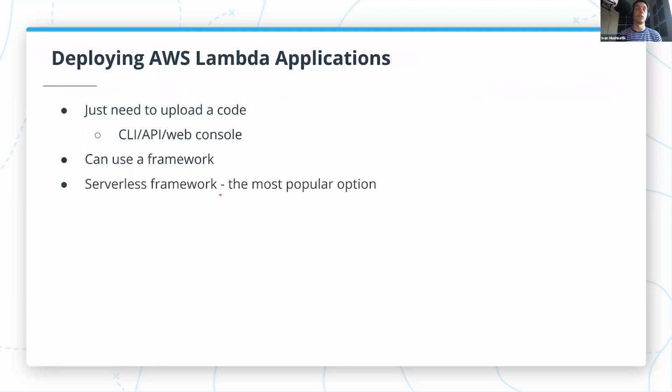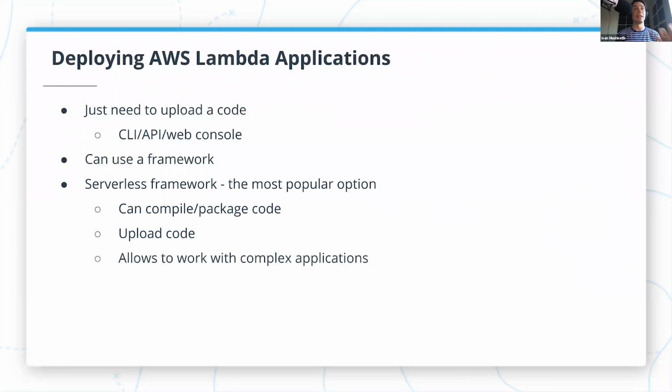What it can do, it can compile and package code for us. It can then upload this code and create our application in AWS, or it can also support other cloud providers. And then it allows us to build complex applications, and it allows us to create additional resources so our application can have dozens of functions, and it can use services like databases, file storage, and so on. And it's a very customizable solution. It has a lot of plugins that we can add to enhance functionality of this framework.